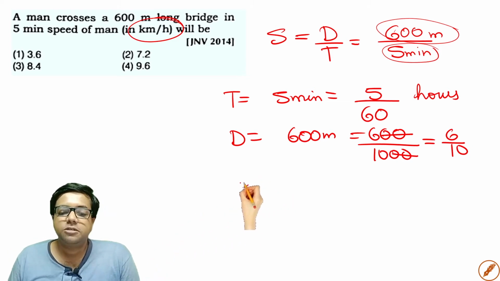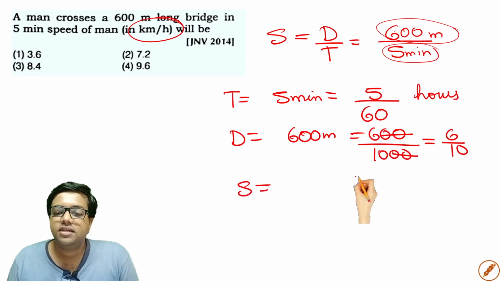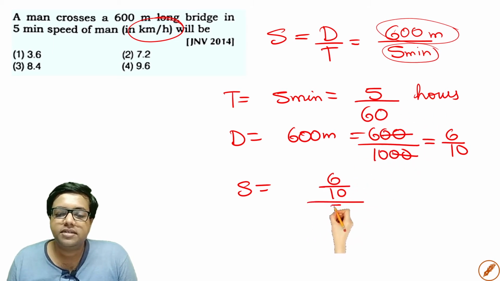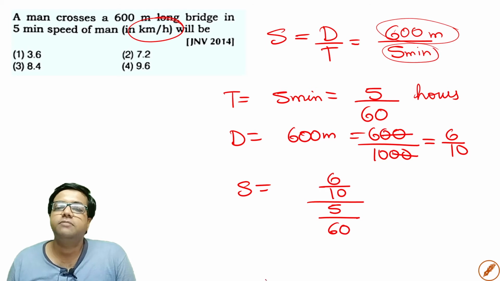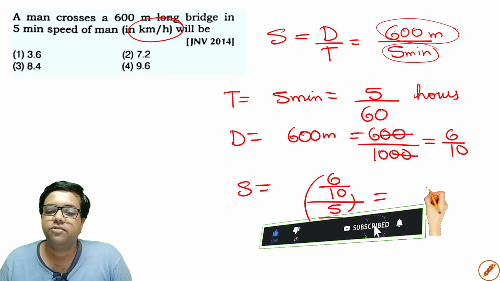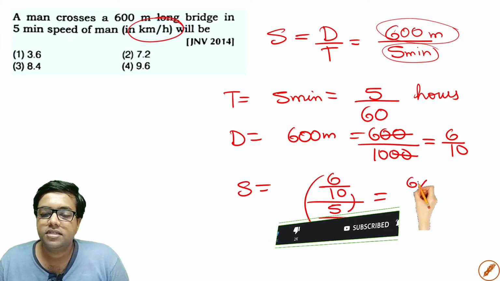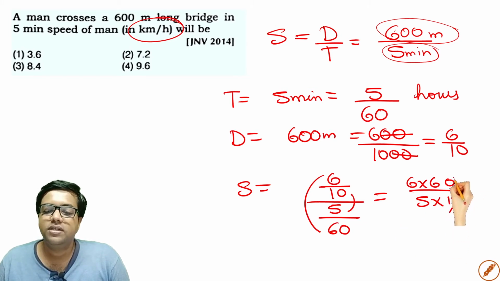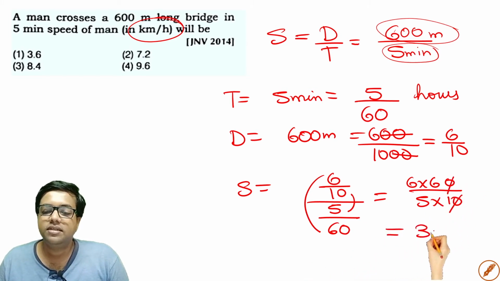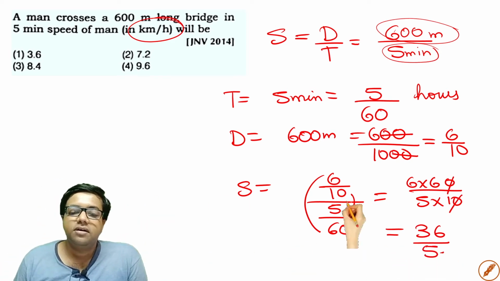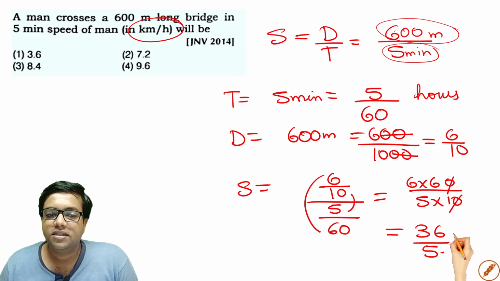Okay. So let's find the speed. Speed is equal to distance. Distance is 6 by 10, by time taken is 5 by 60. So what you will get? Near ones will be multiplied, far ones will get multiplied. 6 into 60 by 5 into 10. 10 goes away. So you are left with 36 by 5. 36 by 5 kilometer per hour.